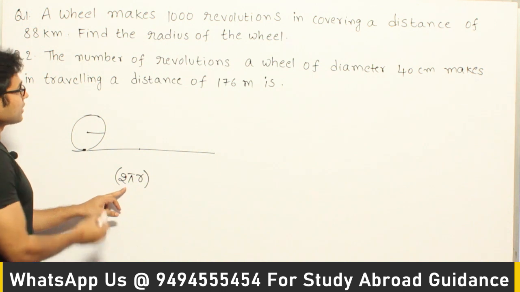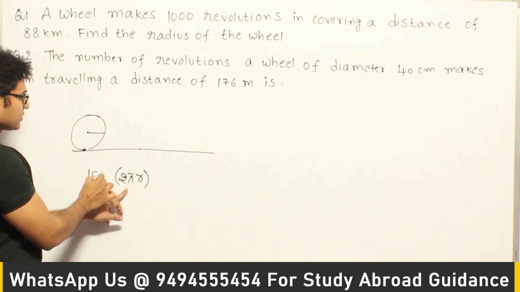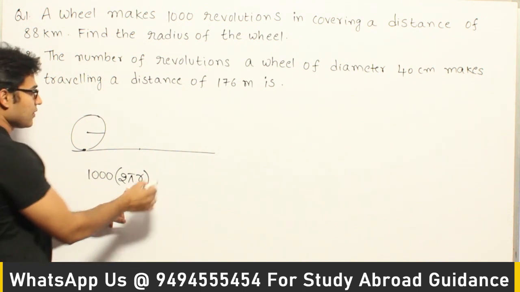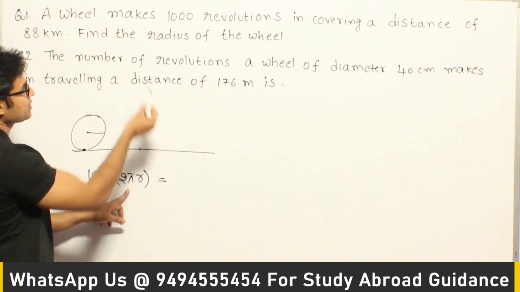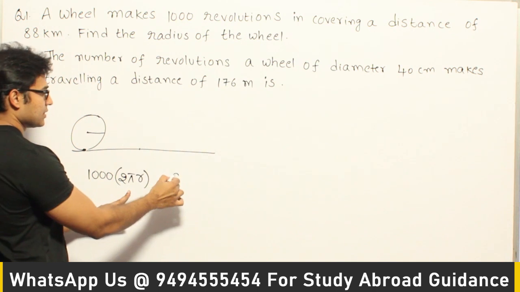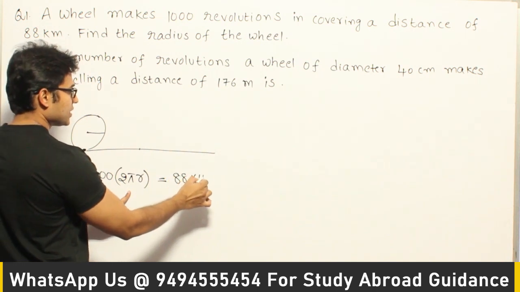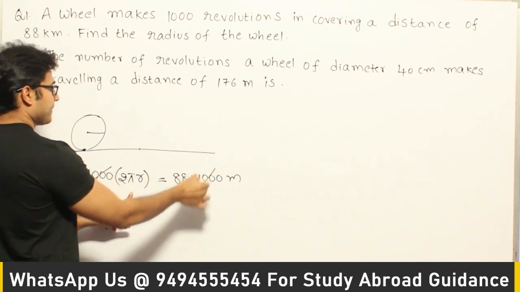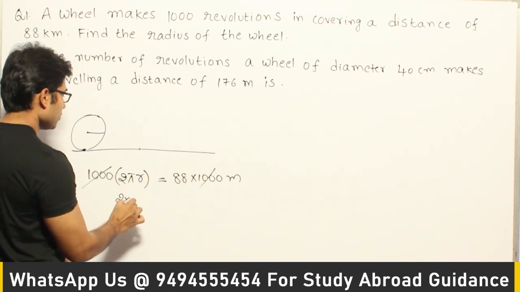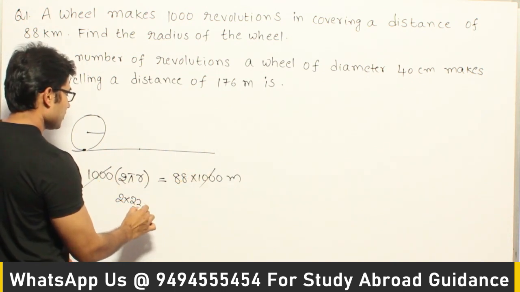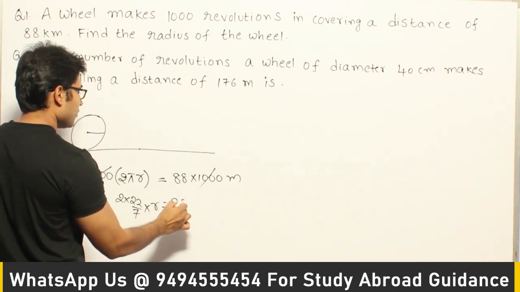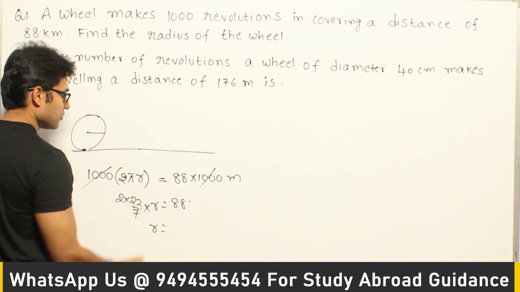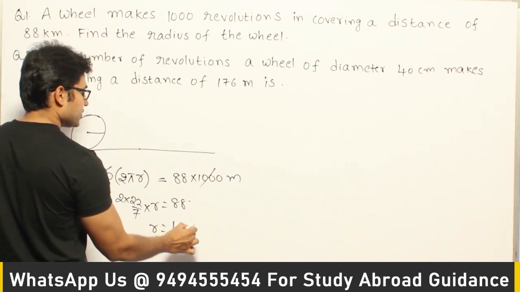Now they are saying that it is making 1000 revolutions, therefore the total distance covered in 1000 revolutions is this much. This distance, they are saying, is 88 kilometers, which means 88,000 meters, right? So 2 into 22 by 7 into r equals 88, right? So what happens to r? r equals 14 meters.